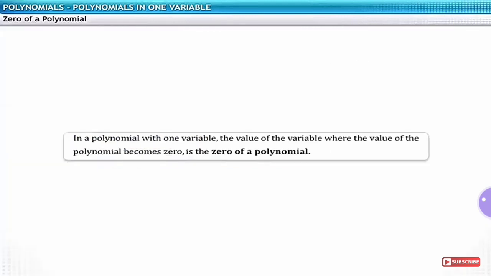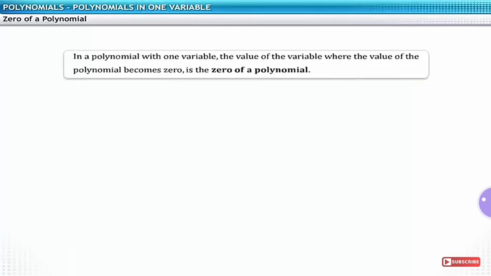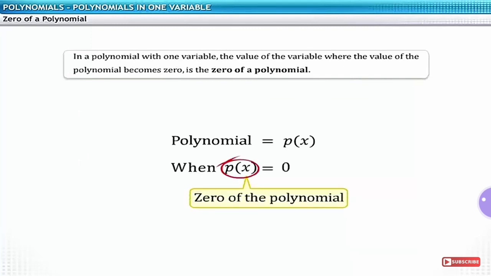In a polynomial with one variable, the value of the variable where the value of the polynomial becomes 0 is the zero of a polynomial. In other words, the value of x for which the value of the polynomial equals 0 is the zero of the polynomial p of x.